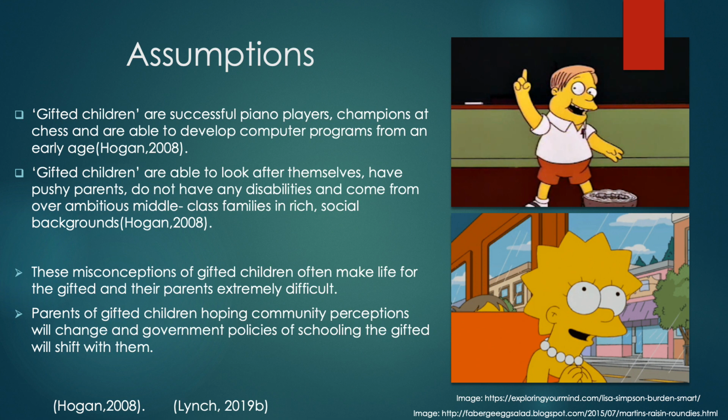A few typical assumptions about gifted children is that they are able to look after themselves without instruction, have pushy parents, do not have a diagnosis of any disability, and are often seen as children who come from overambitious, middle-class families in rich social capitals. Research suggests that many gifted learners often come from underprivileged backgrounds.